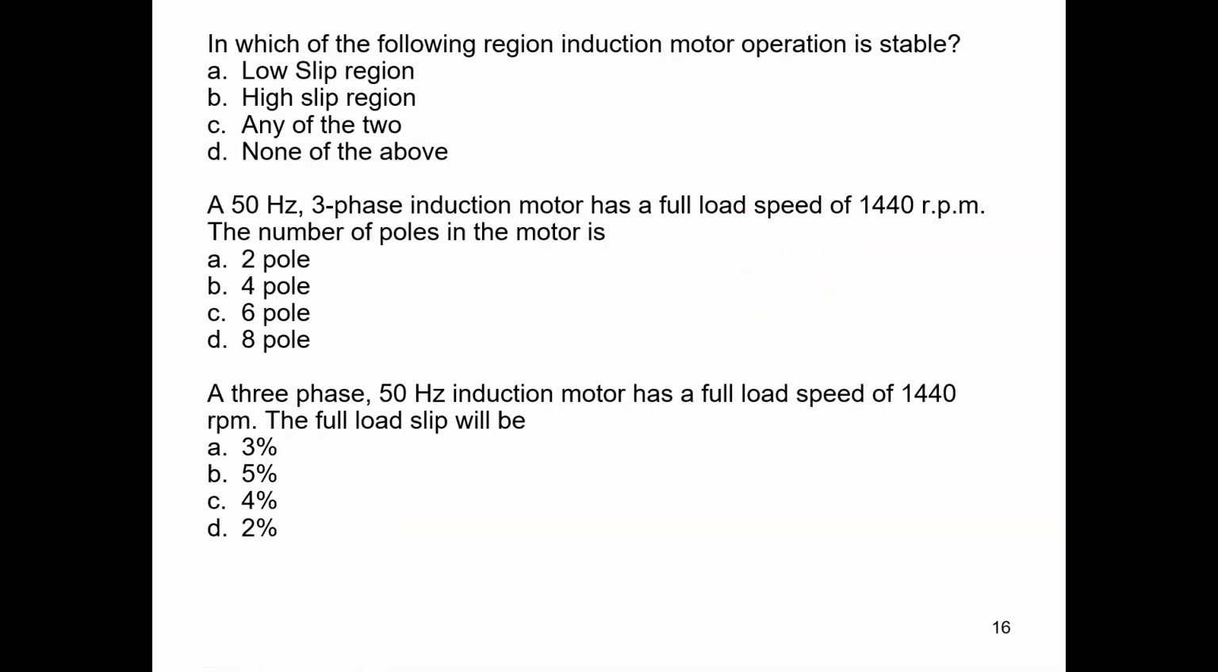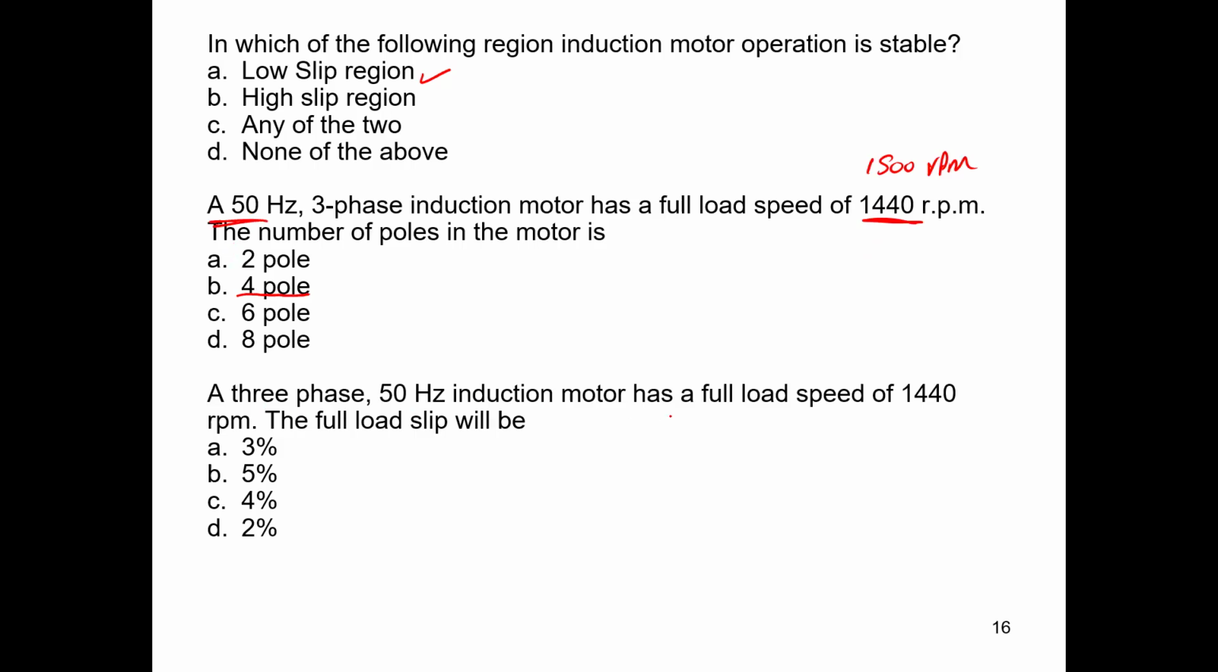In which of the following regions is induction motor operation stable? Low slip region, high slip region, any of the two, none of the above. Actually, it's going to be the low slip region as we discussed before. A 50 hertz three-phase induction motor has a full load speed of 1440 RPM. This is the full load speed. The number of poles of this machine: this is going to be 4 poles because this speed is close to the 1500 RPM synchronous speed. This will happen at 4 poles for the 50 hertz machine.